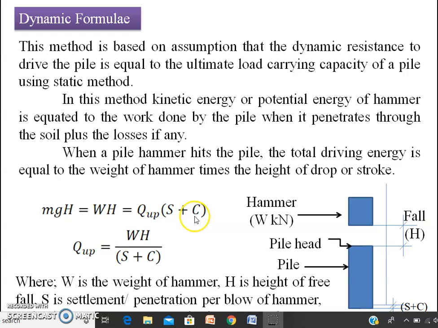This will be the total penetration. I can say it's the delta. So P into delta is equal to W into H. We can say it is the equation where external work done is equal to internal work done. Now if we rewrite this equation, QUP is equal to W into H divided by S plus C. Where W is the weight of the hammer, H is the height of the free fall, S is the settlement or penetration per blow of the hammer, and C is the constant for elastic compression.